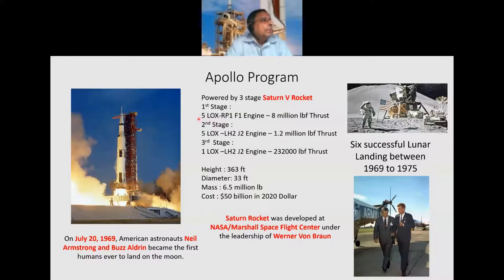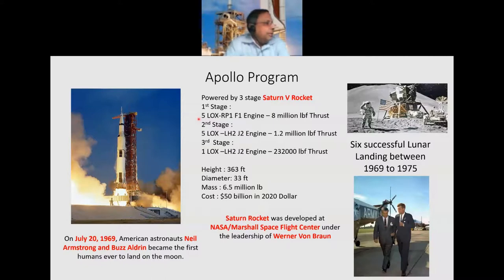He was the man behind the Saturn rocket, which has three stages. The first stage ran on a LOX kerosene engine. Kerosene is also called RP-1, rocket propellant one, so if I say RP-1, that's nothing but kerosene. That was a very powerful engine, with 8 million pounds of thrust. The second stage was run by a LOX hydrogen engine, and the third stage also by a LOX hydrogen engine.